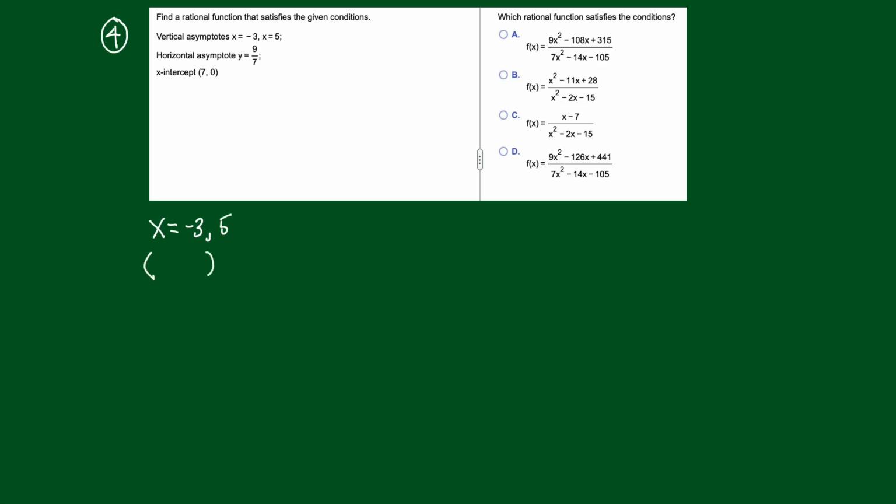So we could construct this. Those numbers are going to give us 0. So how about x plus 3, x minus 5, right? Because we want these to be 0. So what's going to make this thing 0? The opposite signs. So plus 3 here, opposite sign, opposite sign. Now if I multiply that out, I'll get x squared minus 2x minus 15.